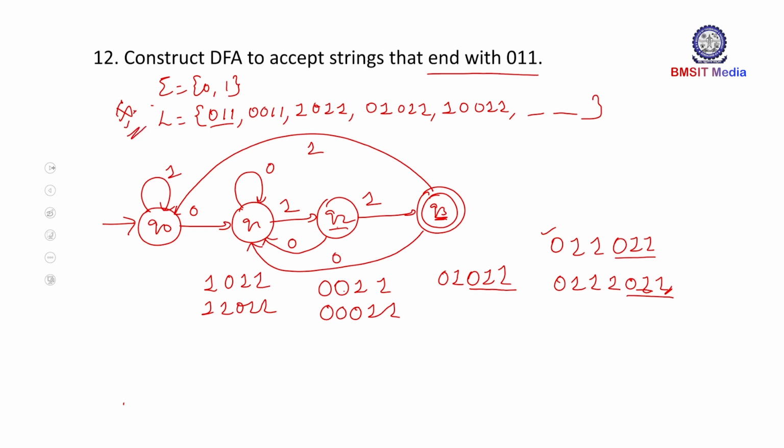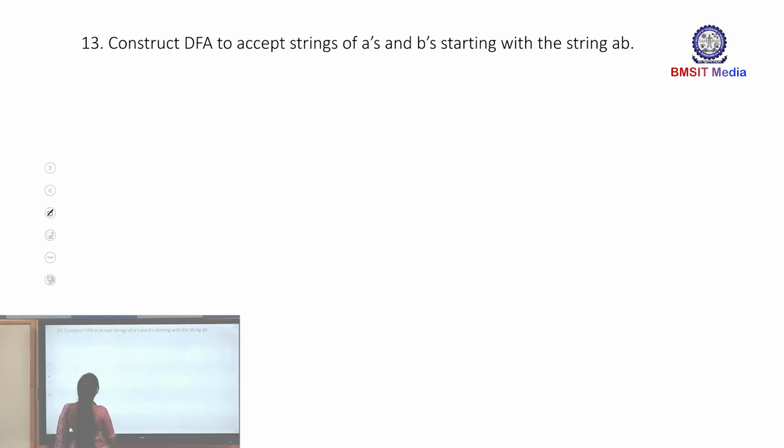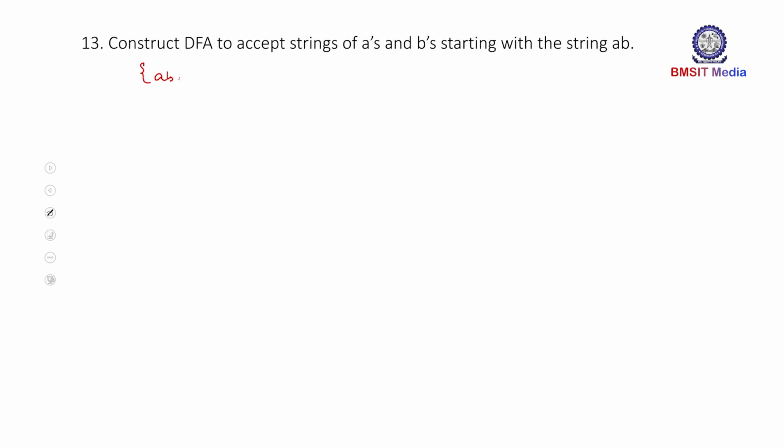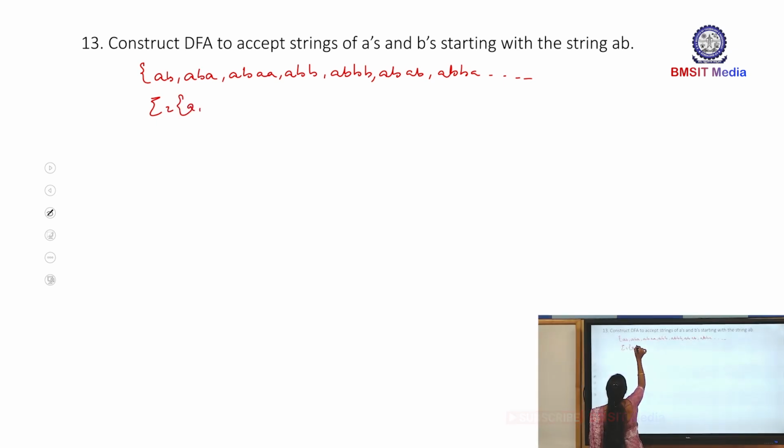So coming to the next problem. The next problem is to construct a DFA to accept strings of A's and B's starting with the string AB. So all the strings that start with AB. We can have AB, then AB followed by A, AB followed by any number of A's, and then AB followed by B, AB followed by any number of B's, AB followed by AB, AB followed by BA, and so on. So any such strings can be accepted. The symbols that it accepts are A, B.